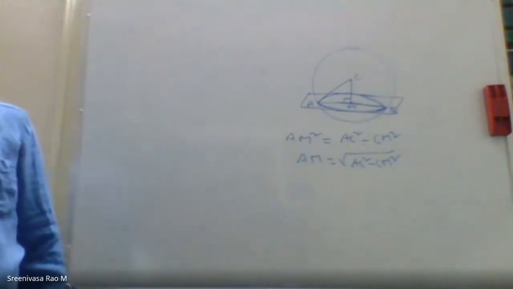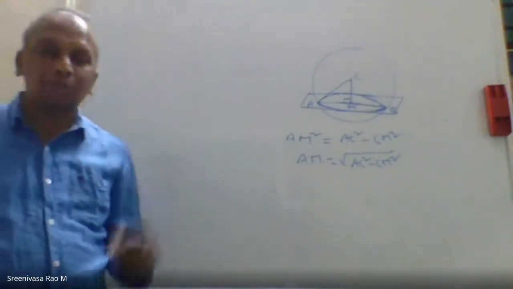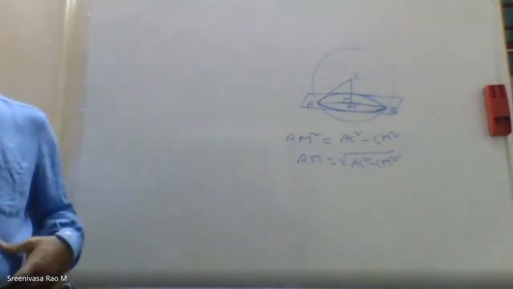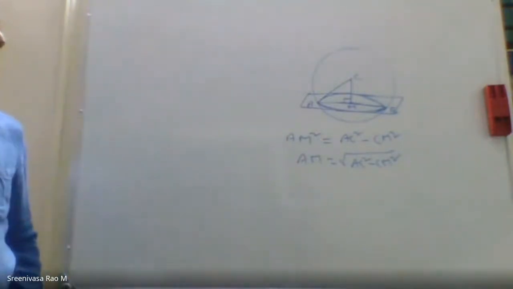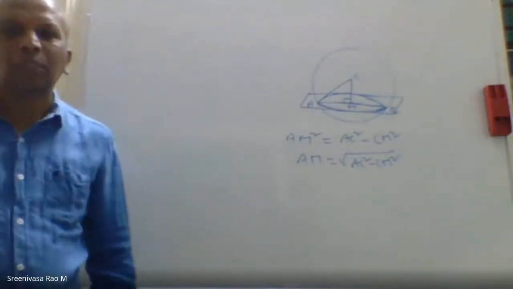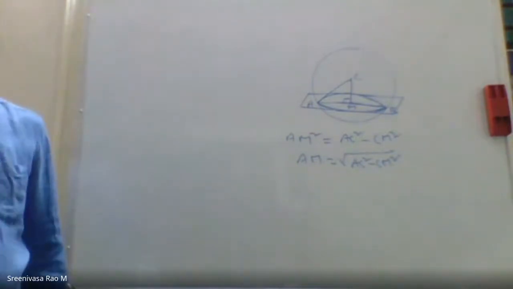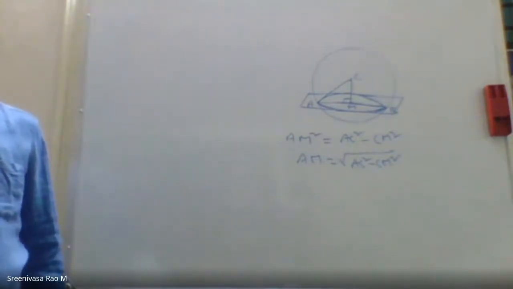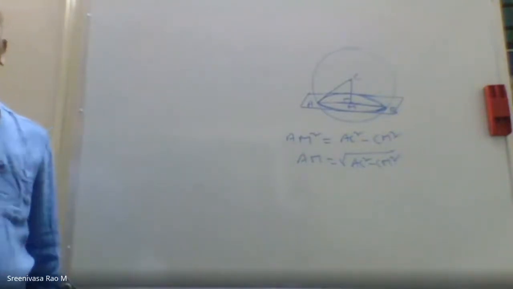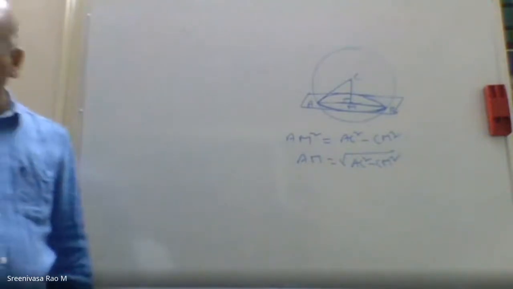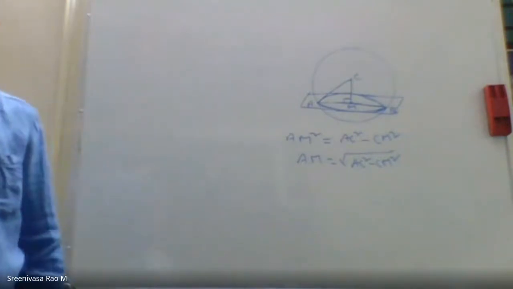Write: the section of a sphere by a plane through the center of the sphere is a great circle. Its center and radius are the same as those of the sphere.